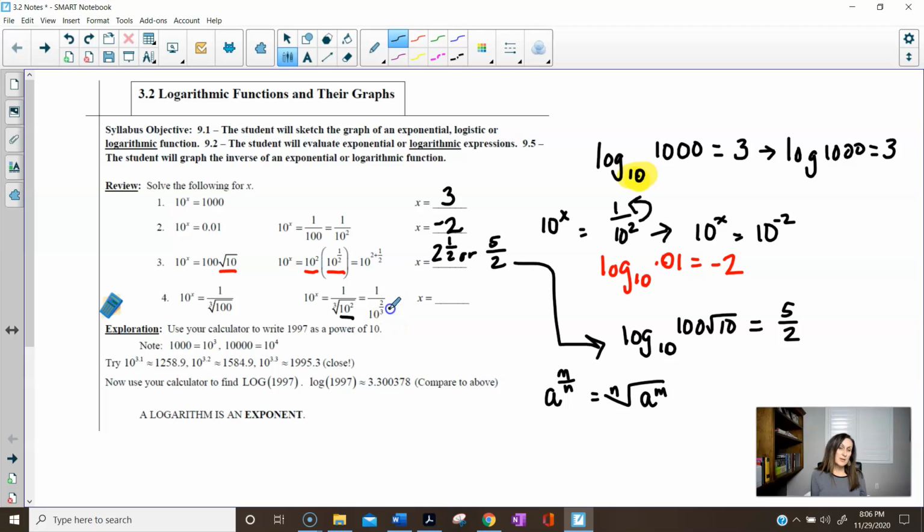So if we want to bring that 10 to the 2/3 up to the top, so that we have 10 to the x equals 10 to the negative 2/3, now property of exponents tells us if the bases are both 10, then x is equal to negative 2/3. So we can come here and put x is equal to negative 2/3.